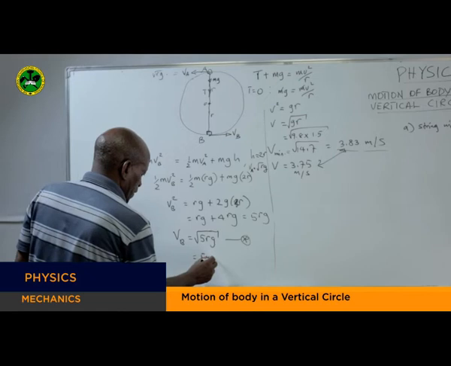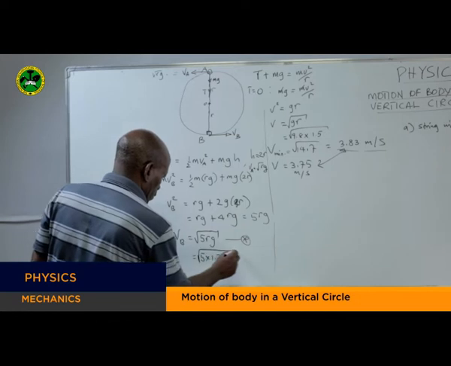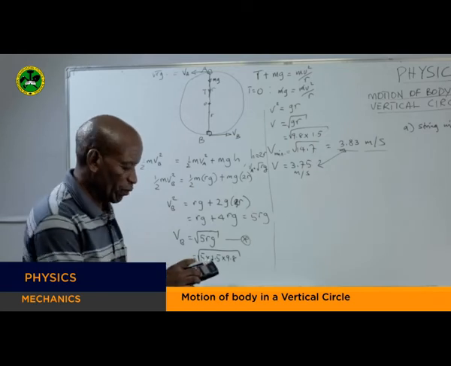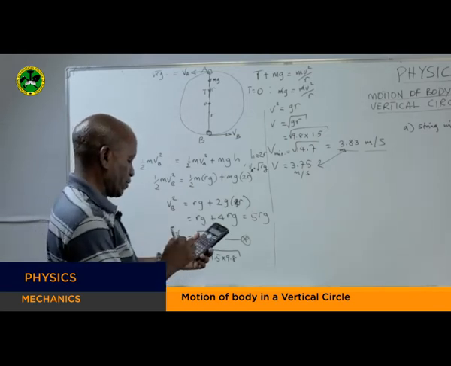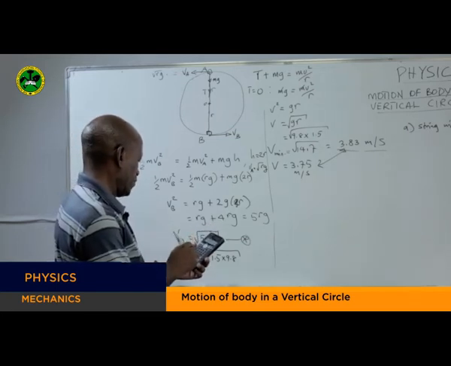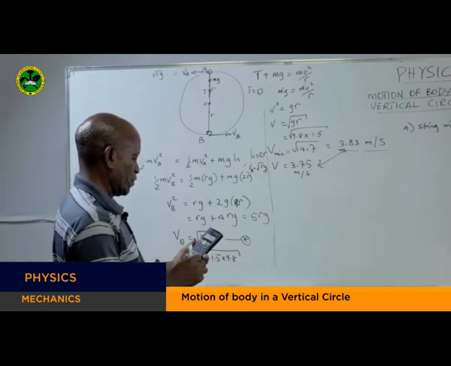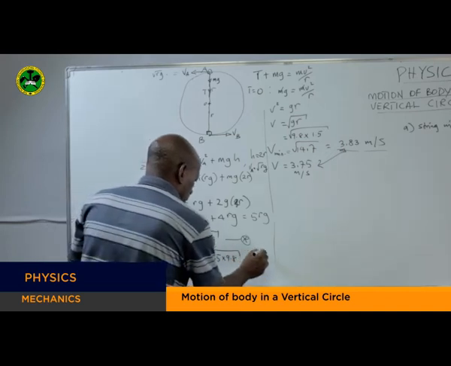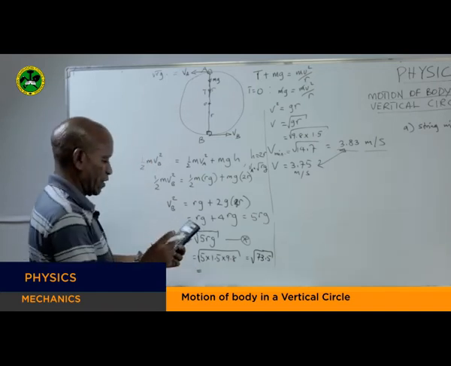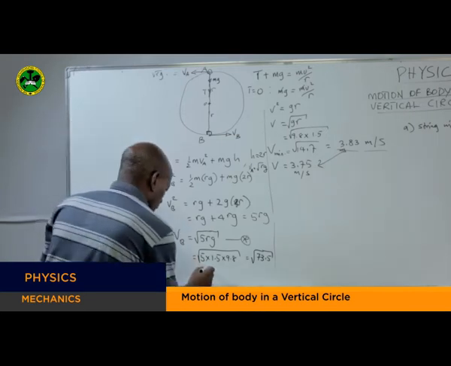That is 5 times 1.5 meters times 9.8. So we look for the square root of that expression. Using your calculator, 5 times 1.5, the length of the string, times g, which is 9.8, gives 73.5. If you take the square root of that, you get 8.57.